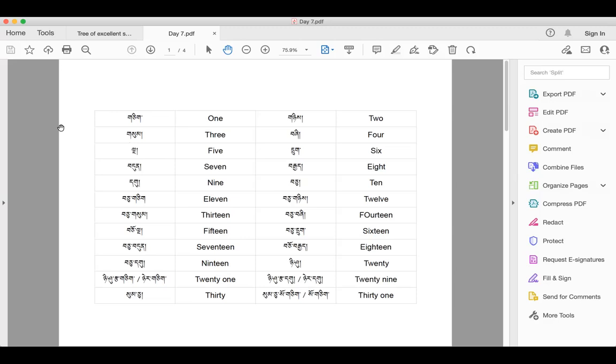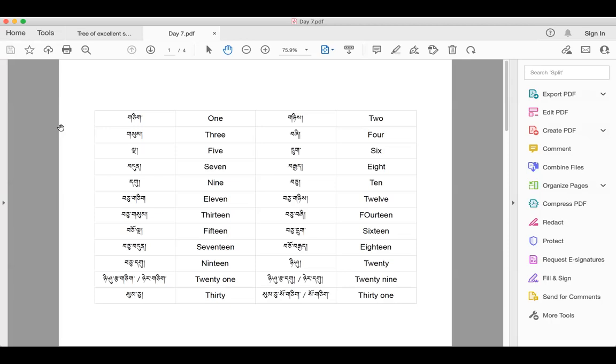So the first number in Tibetan, that is 0, that's leko, that I have not included here. So now we're starting with 1, which is chik, chik, chik, which means 1.